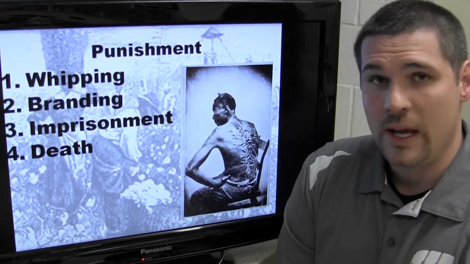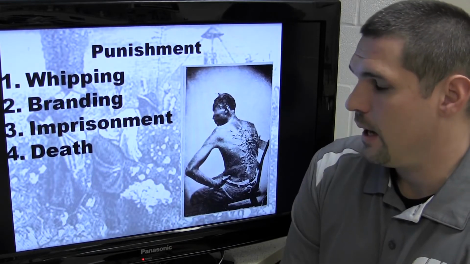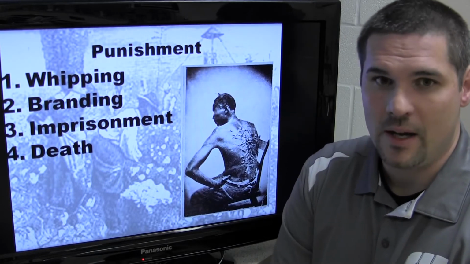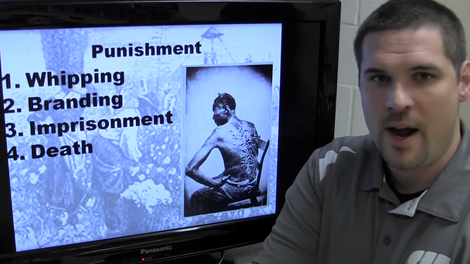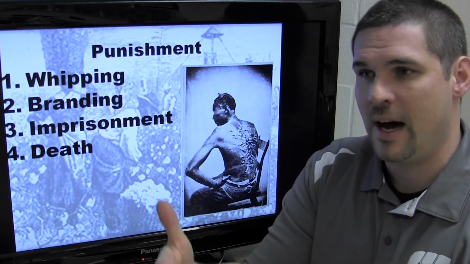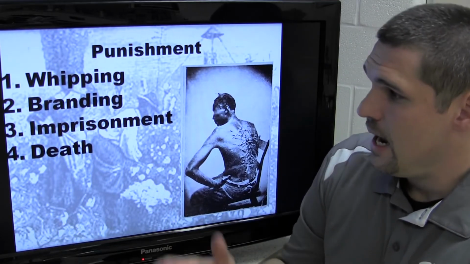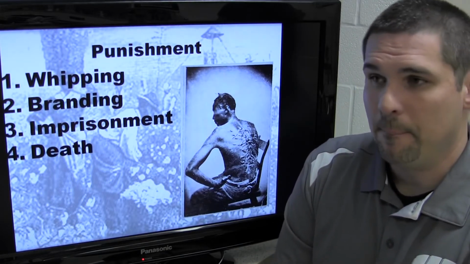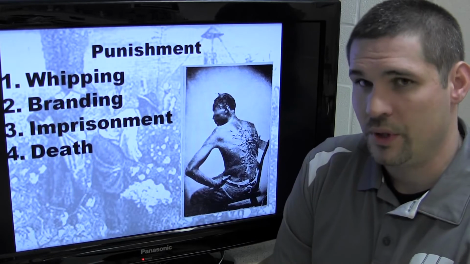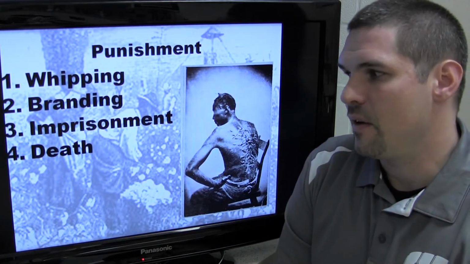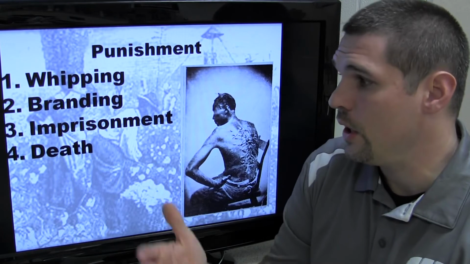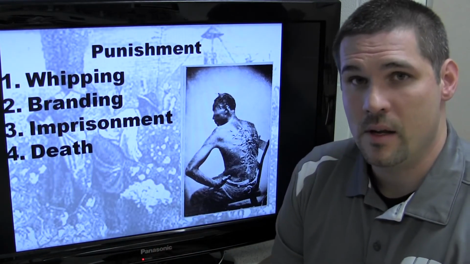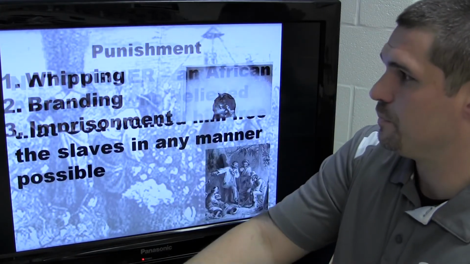Number two, they could be branded if a particular slave was being difficult or disobedient. A hot iron put into the fire and burned onto the skin to signify, hey, you want to keep your eyes on this slave. And fourthly, depending on the offense, slaves could be killed. Slave owners obviously don't want to kill off their property, but if the offense called for it, they could murder a slave, and it would be perfectly legal in the South under these slave codes.